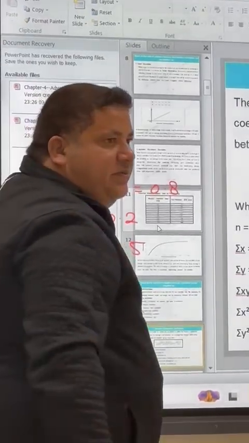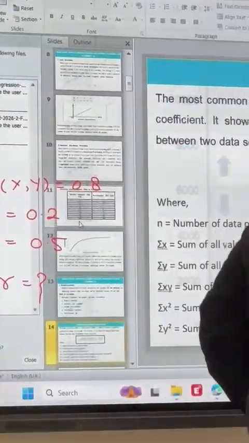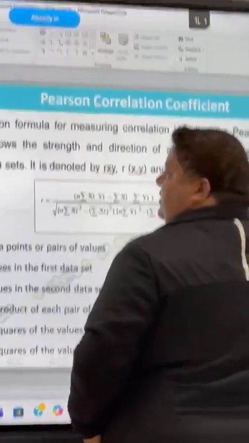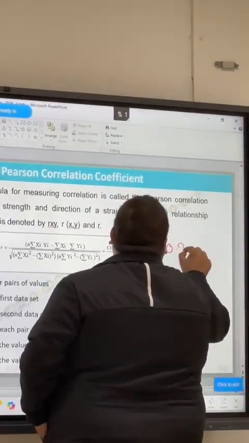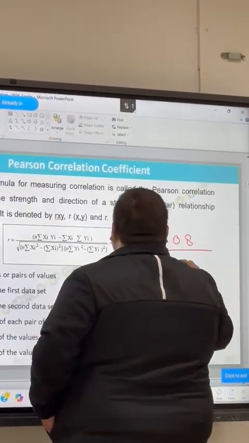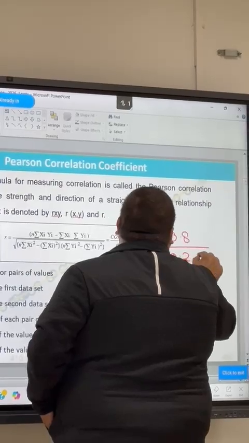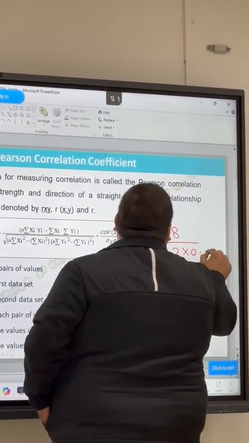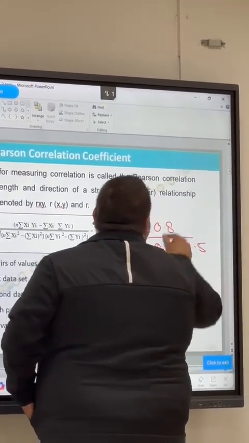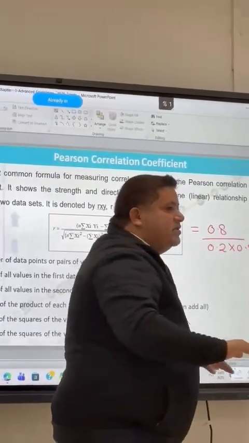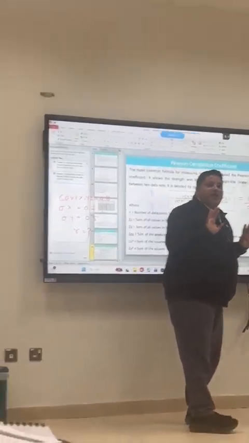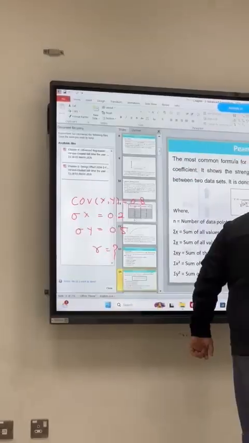Can you calculate? Substitute the values. Covariance is given 0.8, sigma x is given 0.2, and sigma y is given 0.5. After simplification, four options are given, and you take the answer. Okay? Clear? Next one.